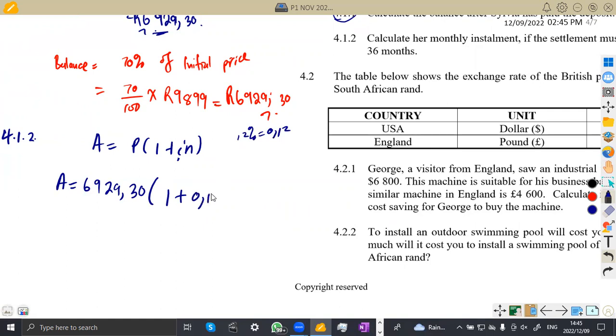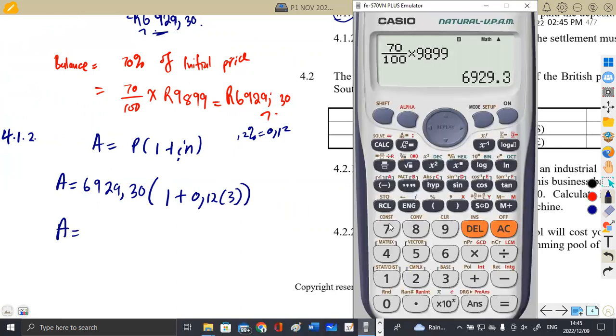So it's going to be 0.12 times n, which is the number of years. Take note, you have to take 36 months. So referring to 36 months, that is 36 divided by 12, which is 3 years. So we are going to multiply by 3. All right, so that is going to give us the total amount which accumulated to.